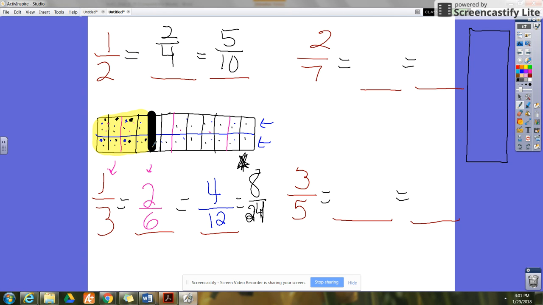So we had our original third here, and our other original third was here. So this bar graph was cut into thirds, and the first third of it was shaded yellow. Then when we cut it with the pink line, we had 2 out of 6, and then 4 out of 12, and then 8 out of 24, which is where I think we left off. Then I was going to draw a visual model of 2/7, and I'm going to go to the board.